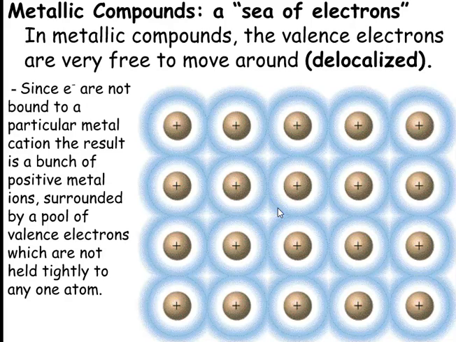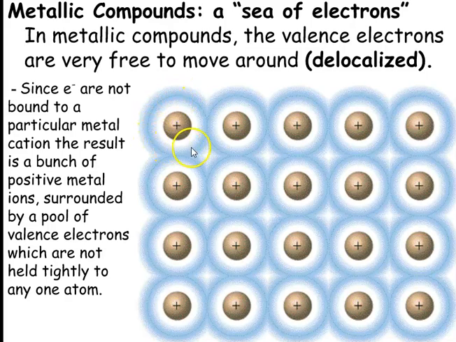The next type of compound I'd like to talk to you about is what's called a metallic compound. Metallic compounds are described by what's called a sea of electrons. In metallic compounds, the valence electrons, so in this image, what you'd be thinking of here is, say, for example, a group of sodium atoms. Each of these positives would be representing a sodium atom and all of its inner shell electrons. Sodium, which is in group 1, would have 1 valence electron that's free to move around.